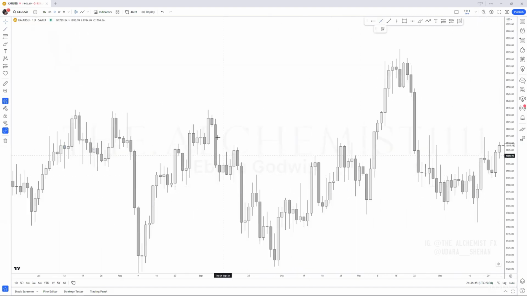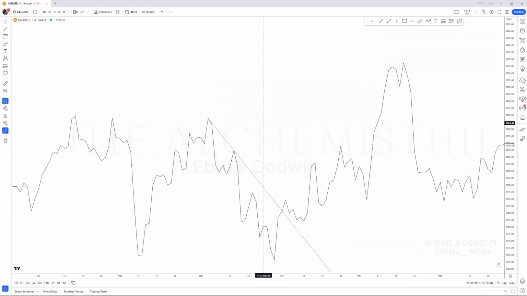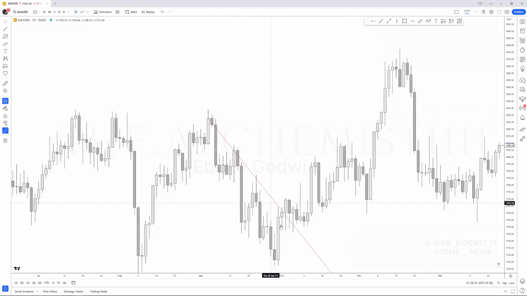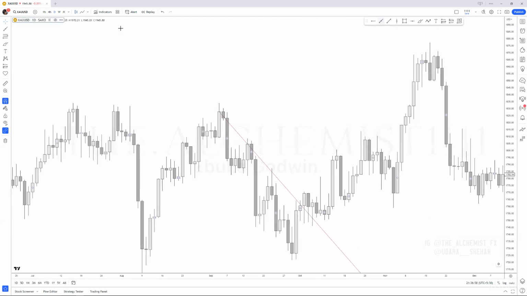Yeah, look at this one. Don't know if I drew it properly. Look at that. In here, it breaks, acts as a support. Of course, you would have got stopped out here because of the drawdown, right? And even in here, we had this trend line. I think it was for this one.